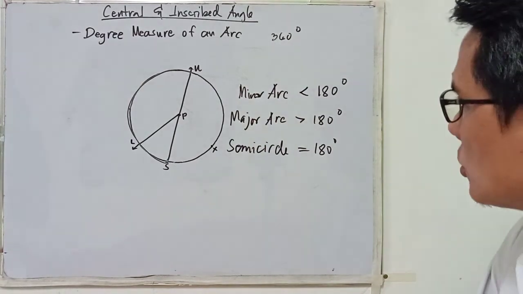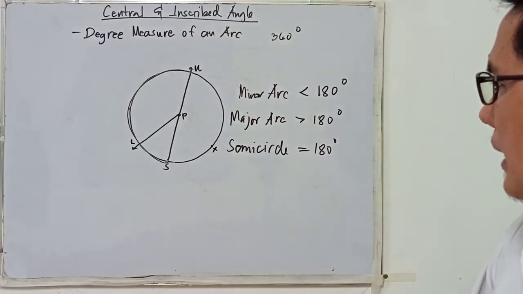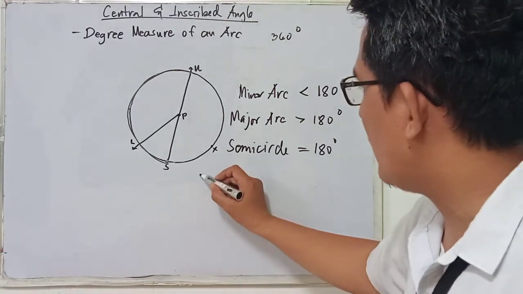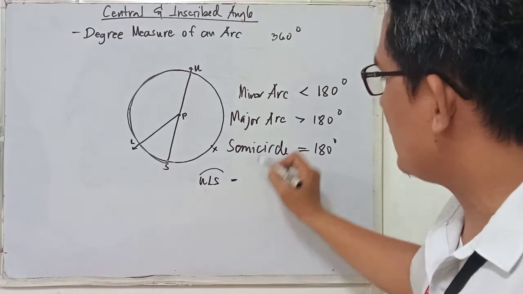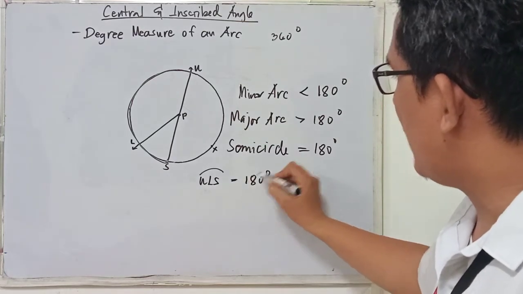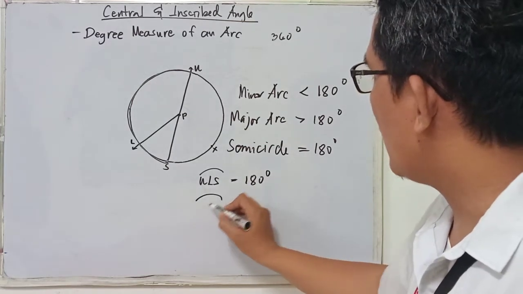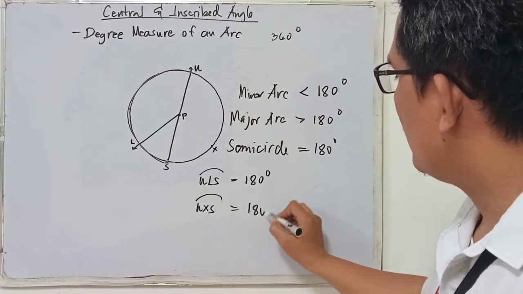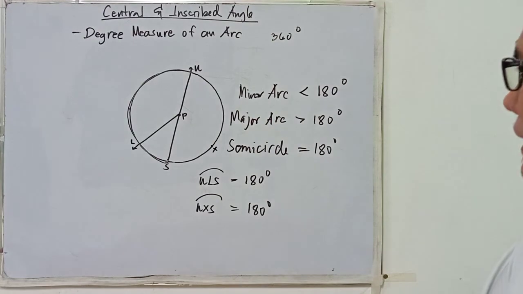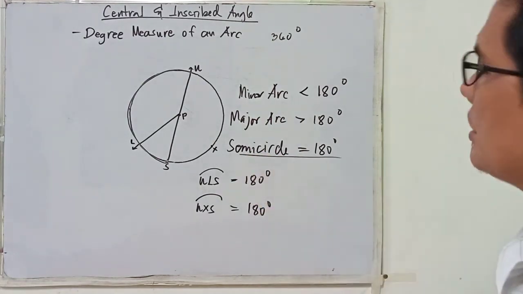And that measures 180 degrees. So we can say that arc ULS is a semicircle, and that is 180 degrees. Another one is arc UXS, that is also 180 degrees. So that is a semicircle.